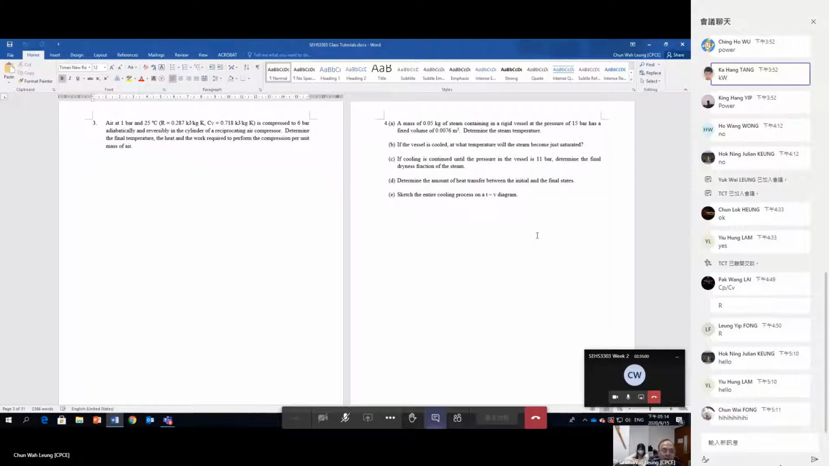Given data, first, air at 1 bar. Now, if the working fluid is a gas, I will advise you the pressure better keep it in kilopascal, kPa. And how to change 1 bar into kPa? 1 bar equal 100 kPa. 一個 bar 等於100個 kPa. What is 1 kPa? 1 kPa is 1 kilonewton per square meter.